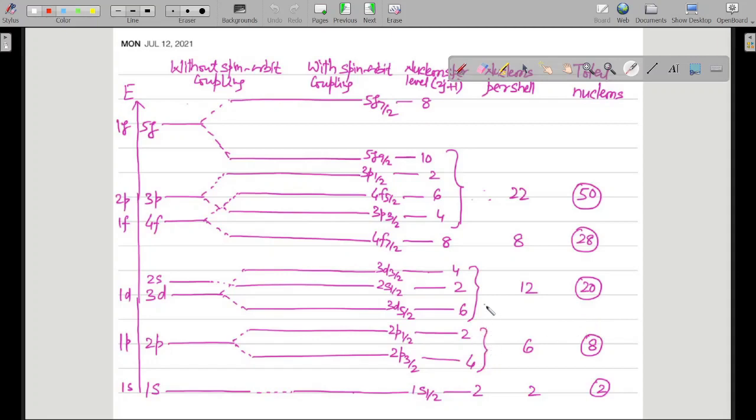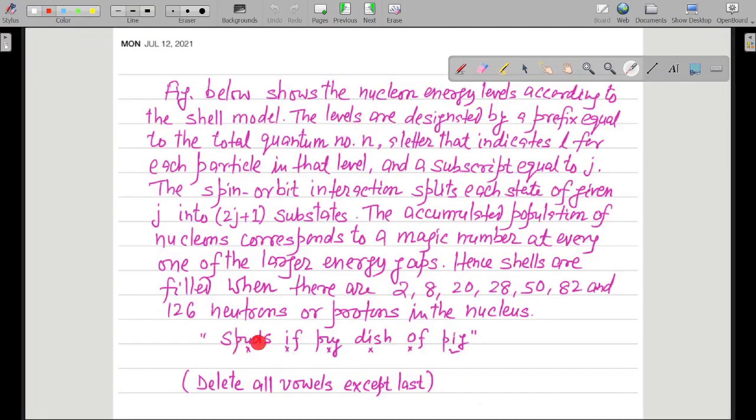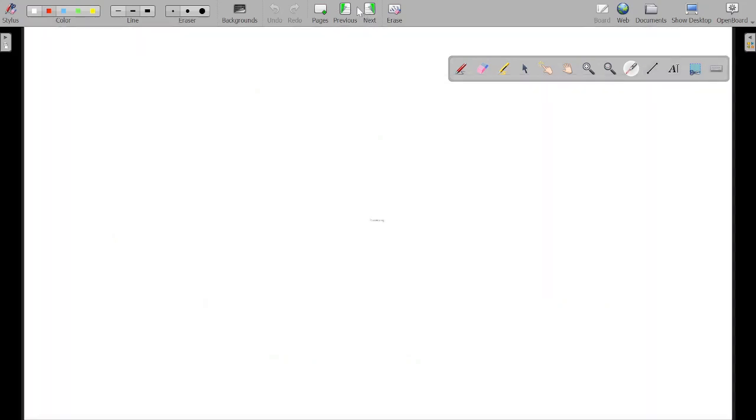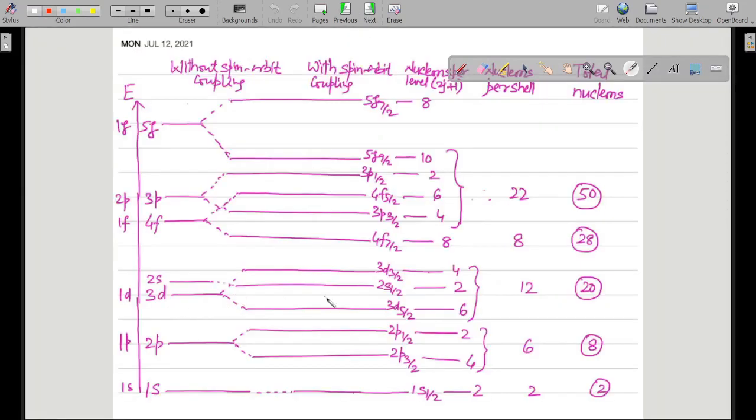So similarly you can keep on going. After P what will we write? You can see over here after P we will write D. So in D what will happen? For D, L equal to 2, so 2 plus half, 2 minus half. 2 plus half is over here, 2 minus half is over here.